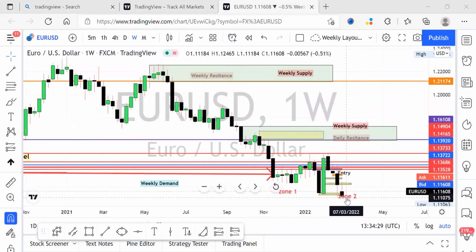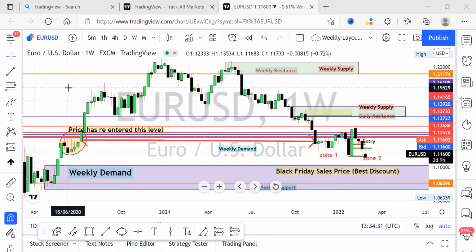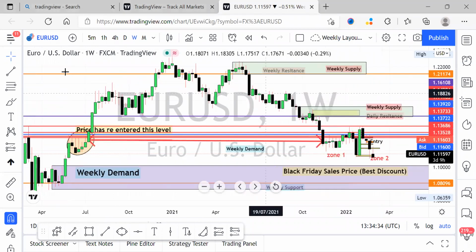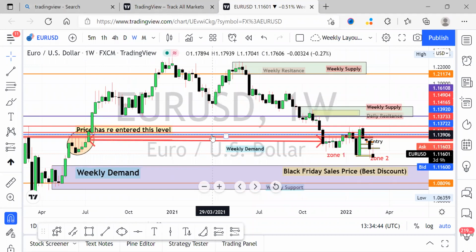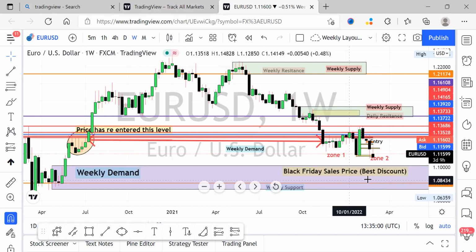This is what I'm talking to you about: long-term strategy. This particular chart of mine has been shown since last year. It tells you that sometimes, to get the best price, you need to look at it from a very, very long perspective. Once it comes to my Black Friday sales best discount price, this is where I'm going to be getting this a bit long.